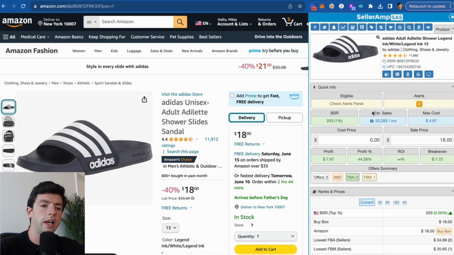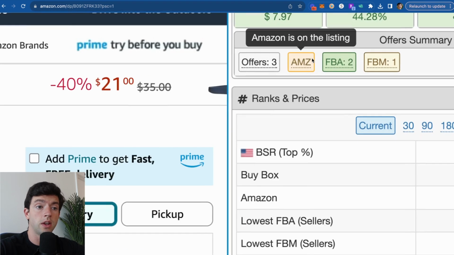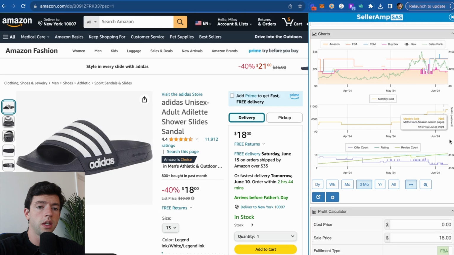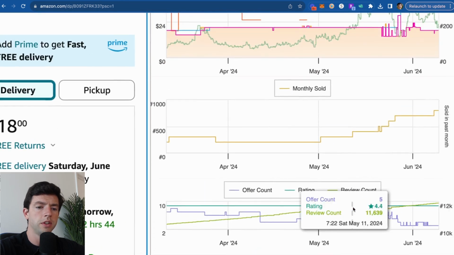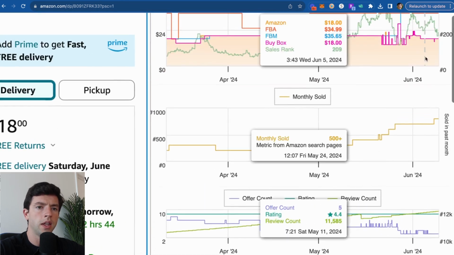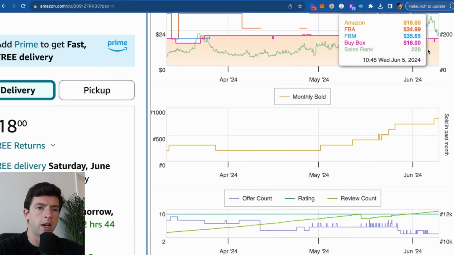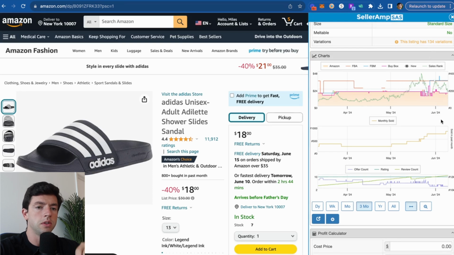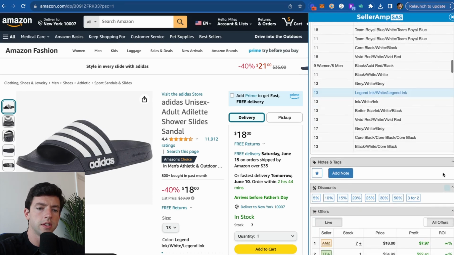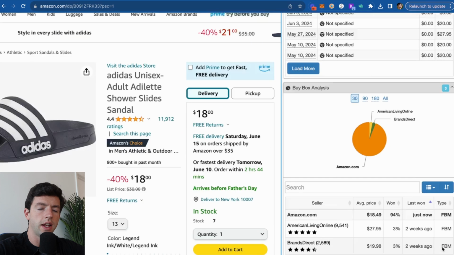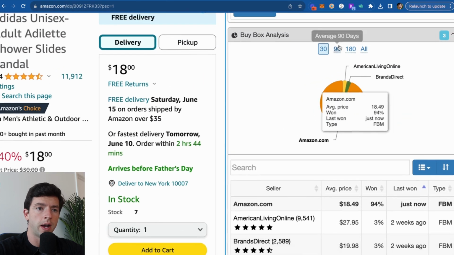So if we go ahead and scroll down to the chart right here, we can see Amazon's on this thing, right? But if we take a look here, we can see there's not really much offer count movement. It's pretty blocky, and we can see Amazon's holding the buy box basically the entire time. We can see Amazon 18, buy box 18 right here. And what we can also do is use the new buy box analysis feature on SellerAmp down here, and we can see that Amazon's getting about 94% of the buy box share here.